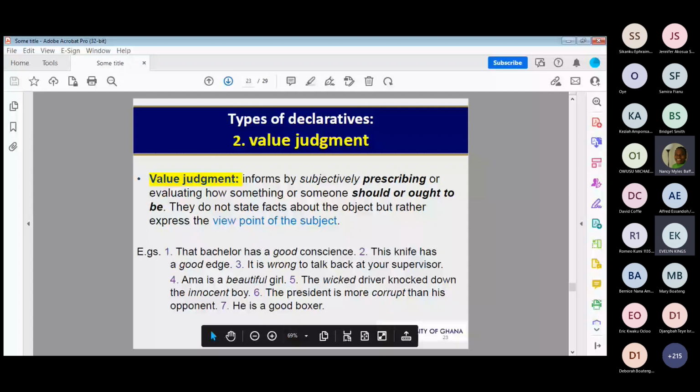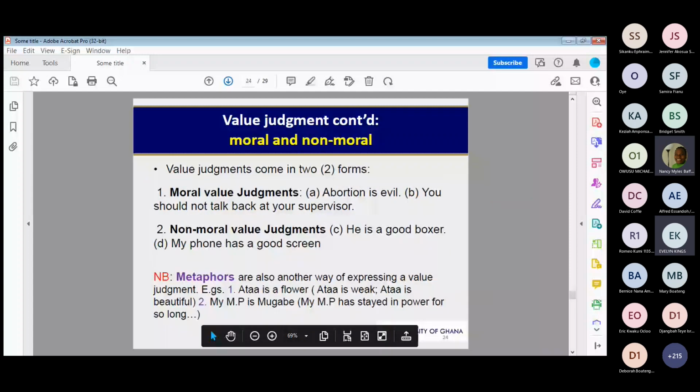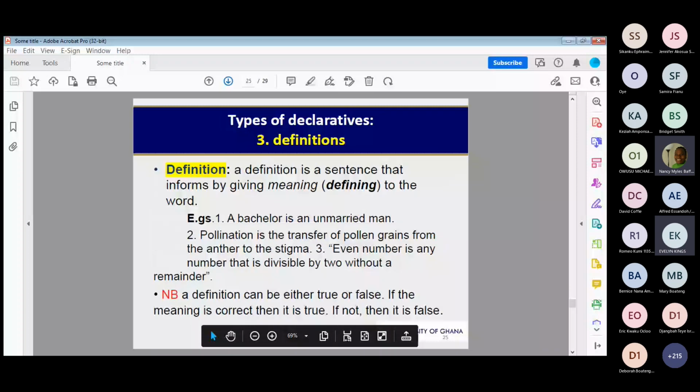And then the last type is what? Let's look at it. Definitions, where you are giving us the meaning of the word. So a bachelor is an unmarried adult male, like the example I have on my screen. You are showing us how to use the word bachelor. You are defining the word, okay? So you are giving us the meaning of the word, how we should use the word. That's the third type of declarative.